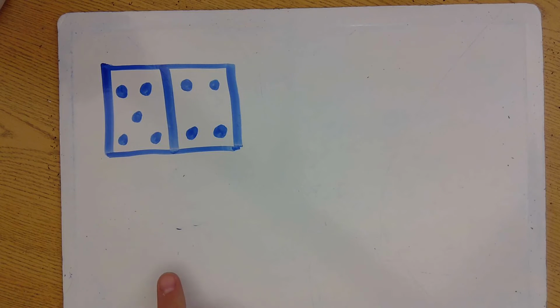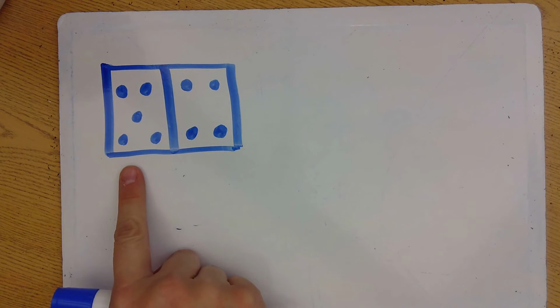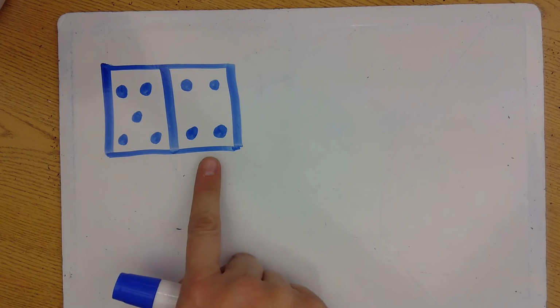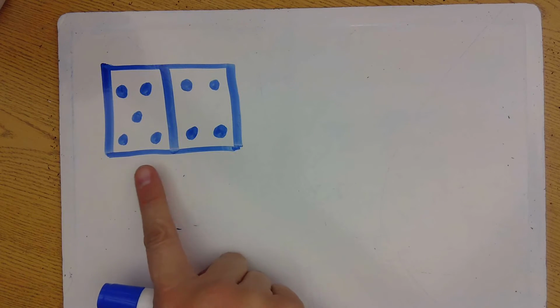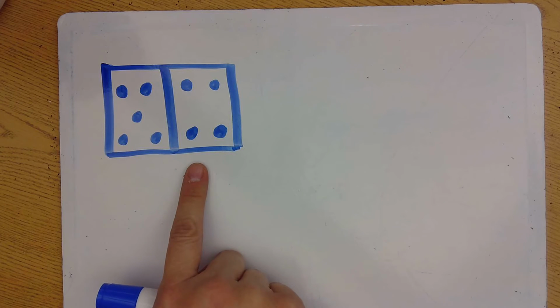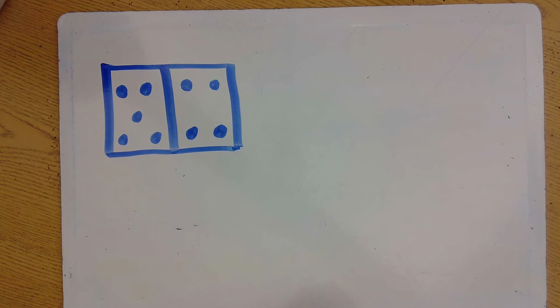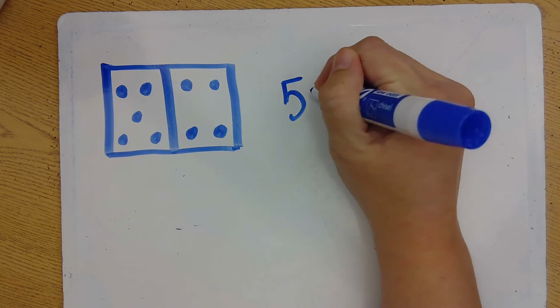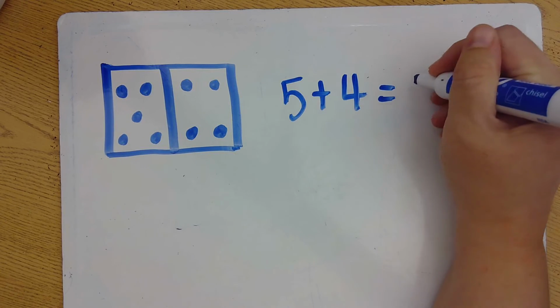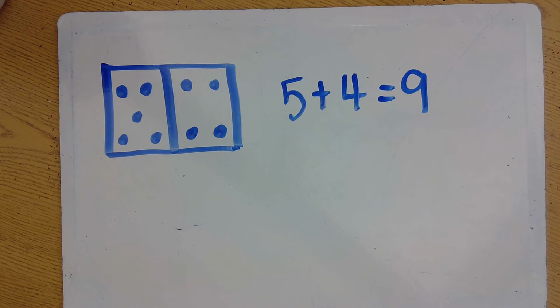Here I have drawn a domino with 5 dots on one side and 4 dots on the other. What addition facts can you come up with by looking at this domino? Which addition facts describe this domino? If you said 5 plus 4 equals 9, you are correct. Give yourself a pat on the back.